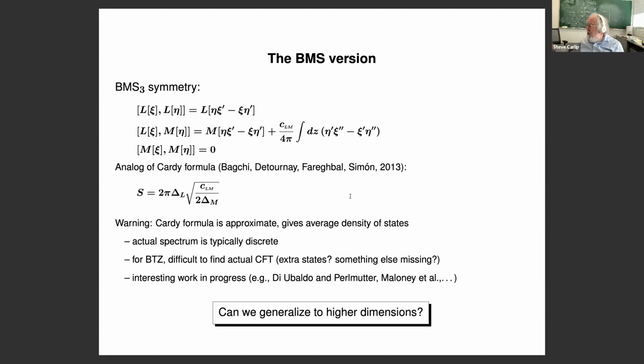The problem is that there are two different sectors of Liouville theory, and the relevant one, which is called the non-normalizable sector, is very, very badly understood as a quantum field theory.